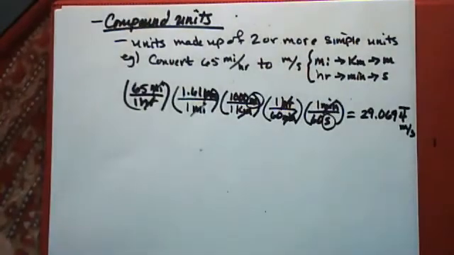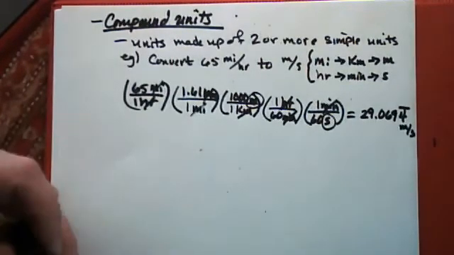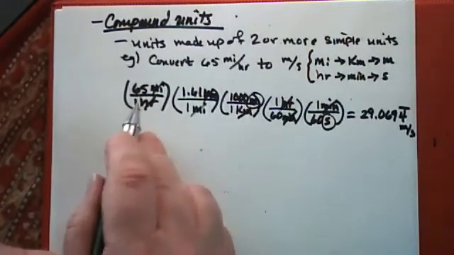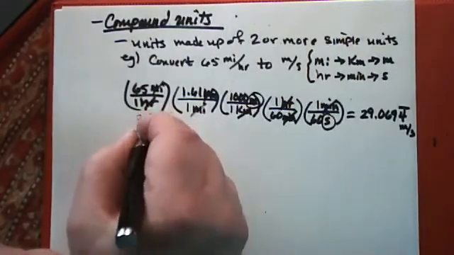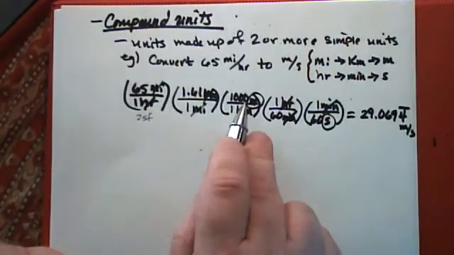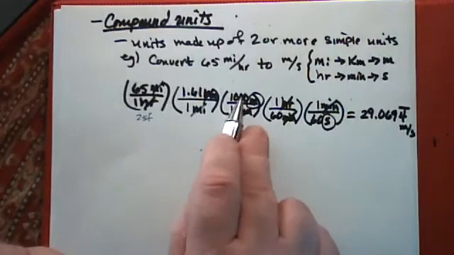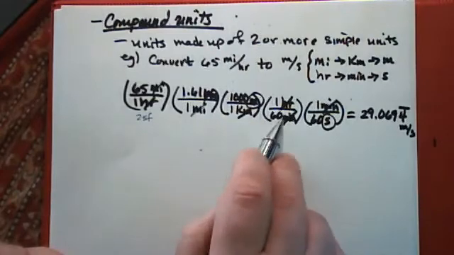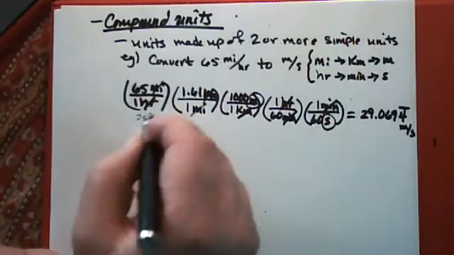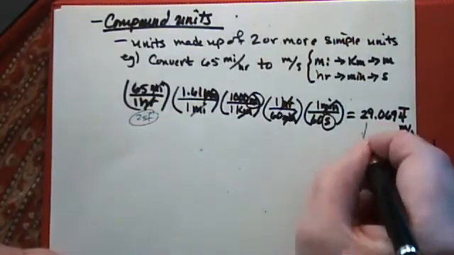Now, for significant figures, we have to look at the significant figures. 65 only has 2 significant figures. 1.61 has 3. 1,000 meters per kilometer is a definition in the metric system. That's infinite. 1 hour for 60 minutes, that's an exact number. So that's infinite. 1 minute for 60 seconds is also infinite. So 2 significant figures it is.